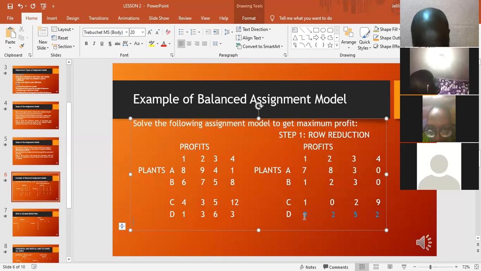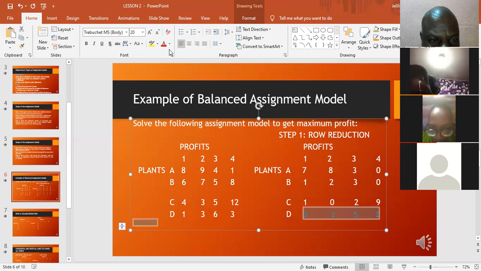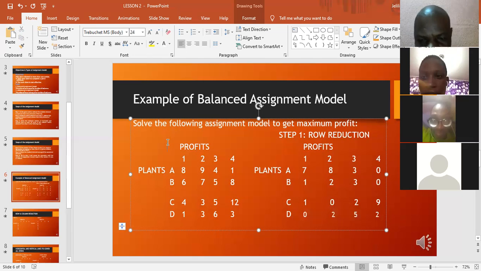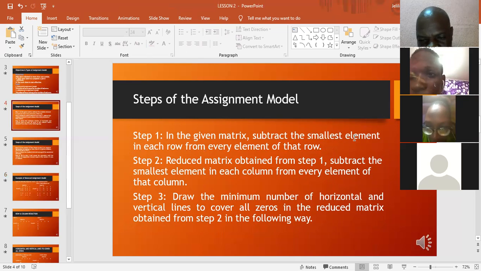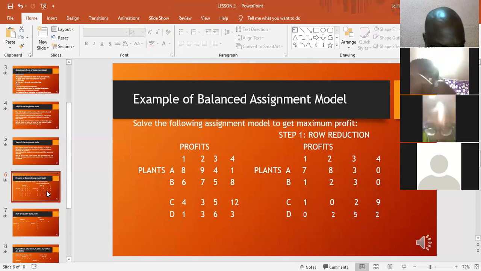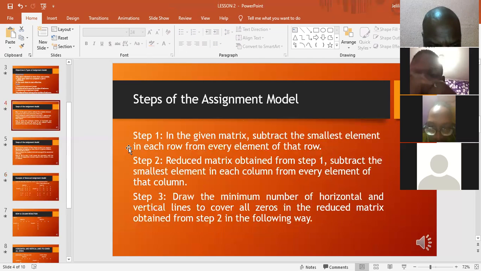So let me change this color to white. This is step 1 now. Let's go back to the step again. Step 1 says, in the given matrix, subtract the smallest element in each row from every element of that row. That is what we just did. And step 2 says, reduce the matrix obtained from step 1. Subtract the smallest element in each column from every element of that column.